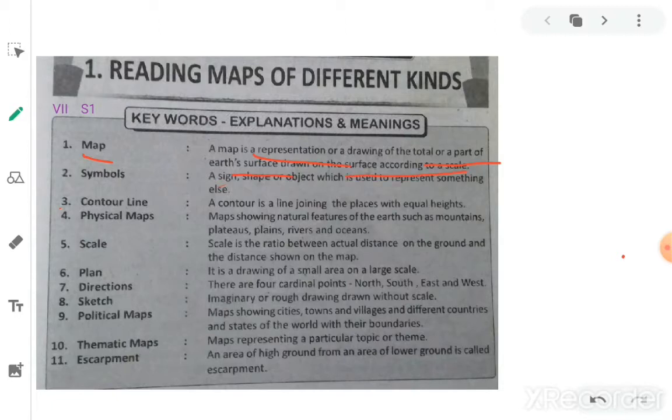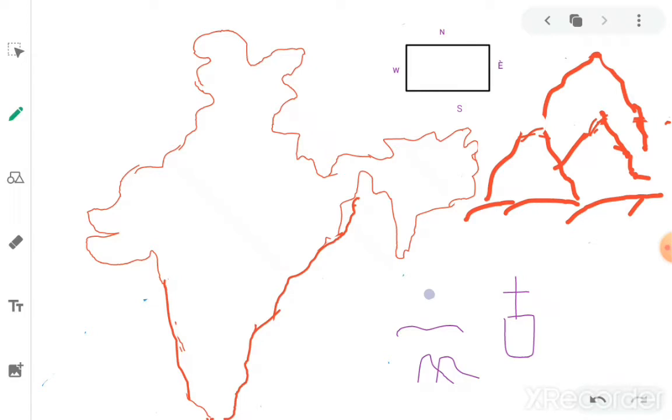Here I'll show you an example map. So that map is, here I drew the India map. I selected the India map. So I drew this map on a surface which is called a whiteboard. Here we can use a paper or cloth to draw the map.